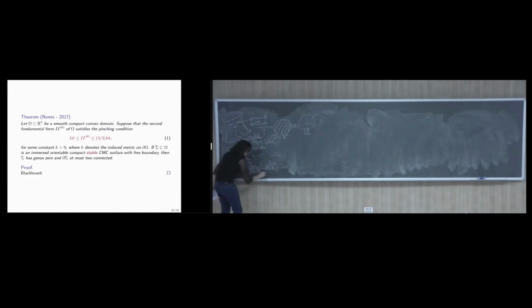I put here. Do you see here or not? If you don't see here, please let me know, right? This is the second variation of the area. And you have this condition: the second variation of the area, or the quadratic form, means that it satisfies this, where i is one or two.